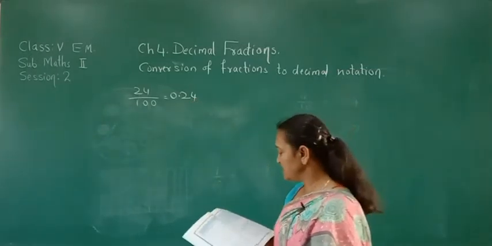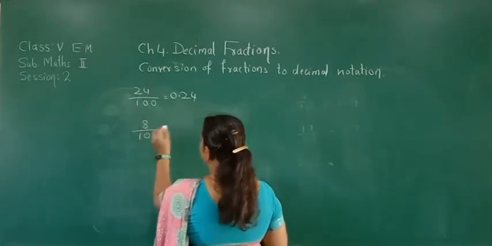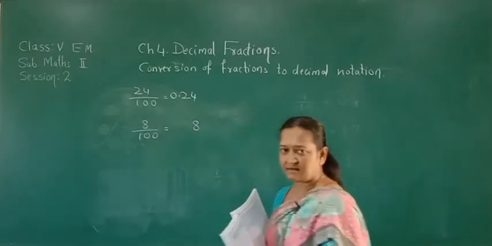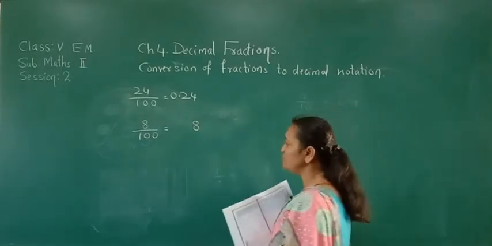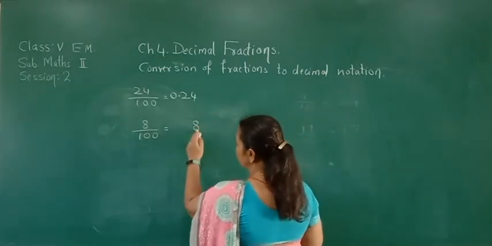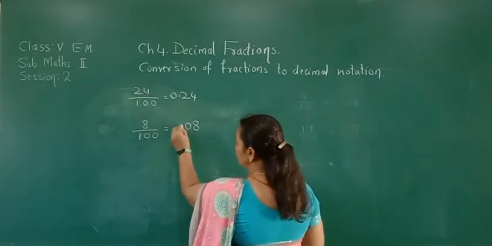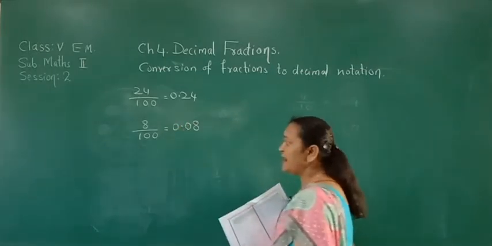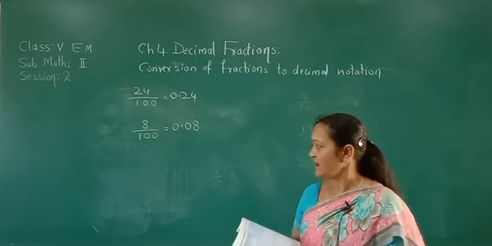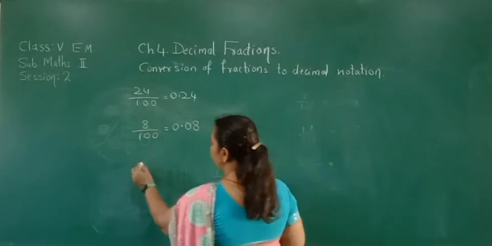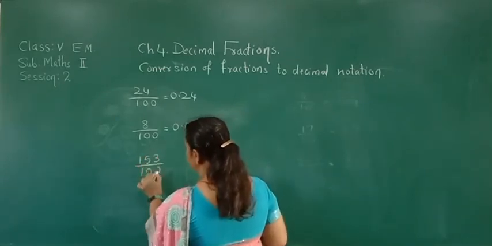Here is another example, 8 by 100. Now see, in the numerator we have only one digit, but in the denominator we have 2 zeros. So what should we do? Count 2 digits: we have one digit, so add 1 zero to make it 2 digits, and then put the decimal point. So 8 by 100 is equal to 0.08.